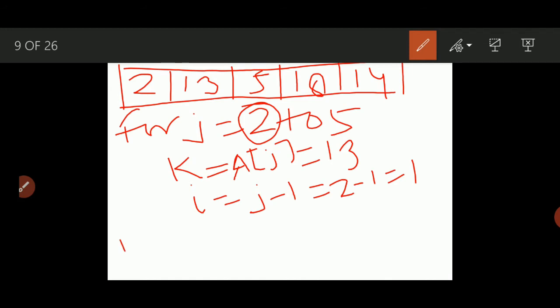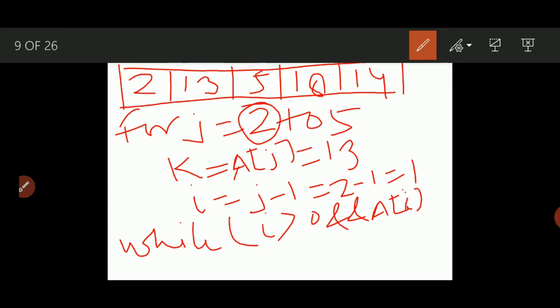Then we will call the while condition. The while condition is: i is greater than 0, and A of i is greater than the key. First condition, i is greater than 0, which is okay. Then the second condition, A of i, i is 1, A of 1 value is 2, and 2 is greater than the key value.